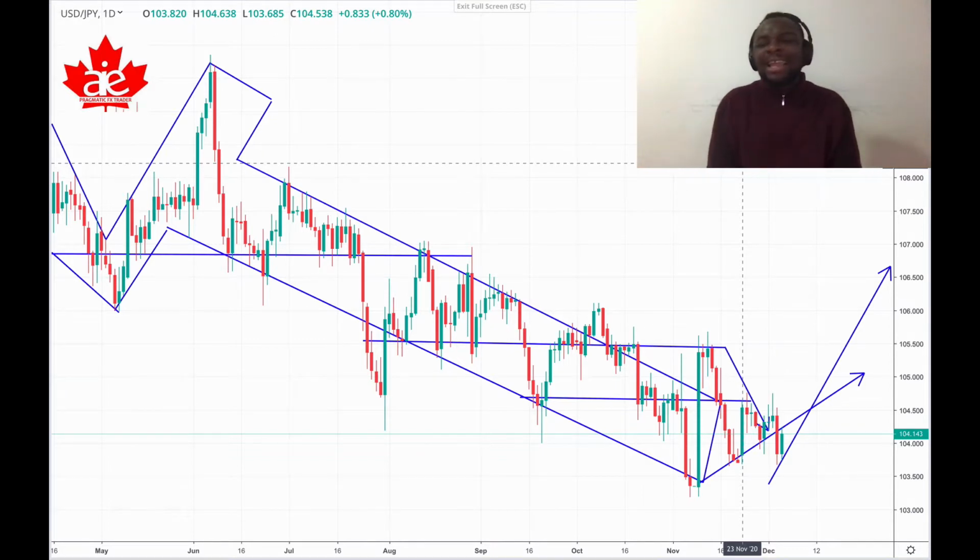So, I analyzed this market like 3 weeks ago. This is what I did, and this is USD Japanese yen. I analyzed this market and I said some things. If you watch the trend line that I drew, you understand what I'm trying to say.